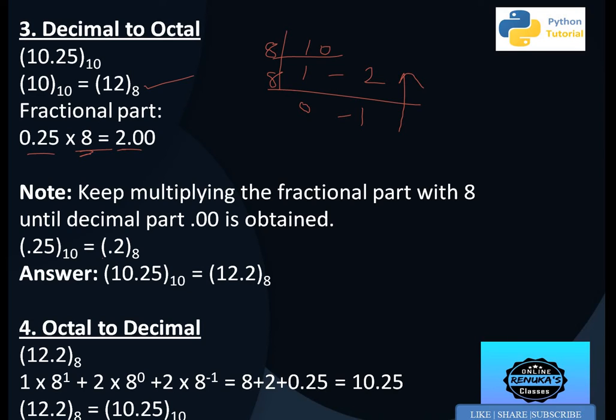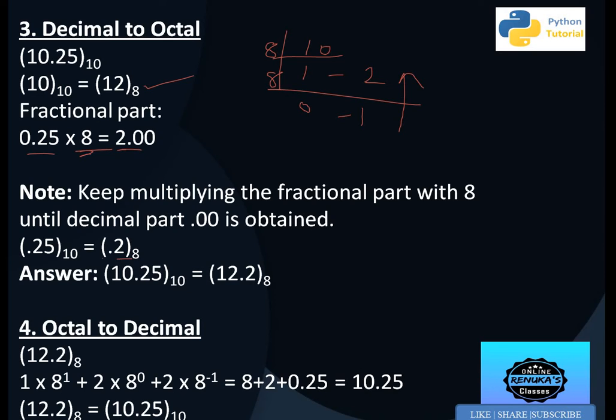If we have to multiply it by 8 twice to make the decimal part 0, in that case it would have been 0.02. So how many times you are multiplying by 8 will show how many digits will come after the decimal. So this is how decimal to octal works for fractional numbers.